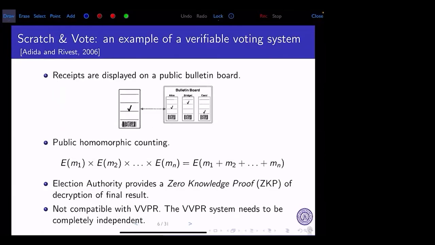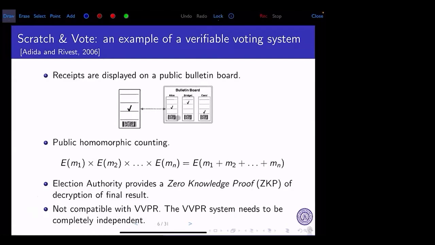So these receipts that you have taken home are displayed on a public bulletin board, exactly of the type that I described. Every receipt the election commission puts up on a public bulletin board, these are the voter IDs, Alice, Bridget, Carol, and so on and so forth. So anybody who has voted can take the receipt, use the QR code to look up the receipt on the bulletin board and ensure that the receipt is there, that your vote is recorded correctly, and your vote is being counted. Right? And then the Election Commission does a public homomorphic counting on the bulletin board.